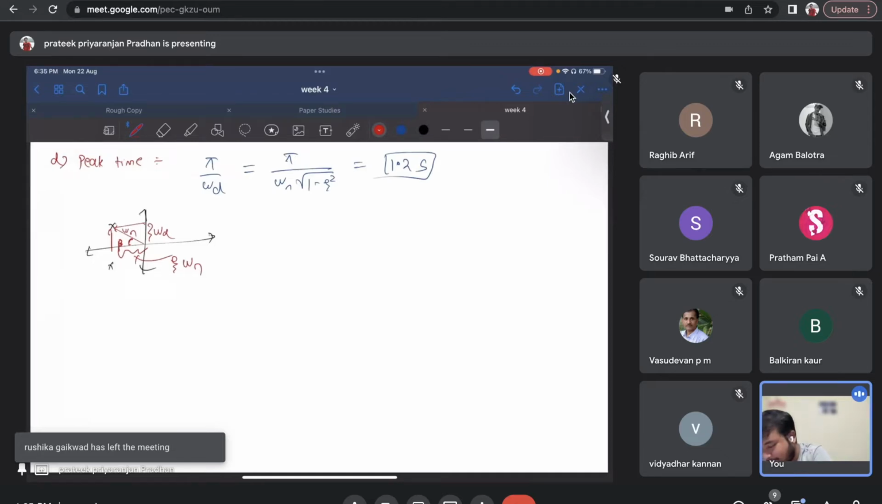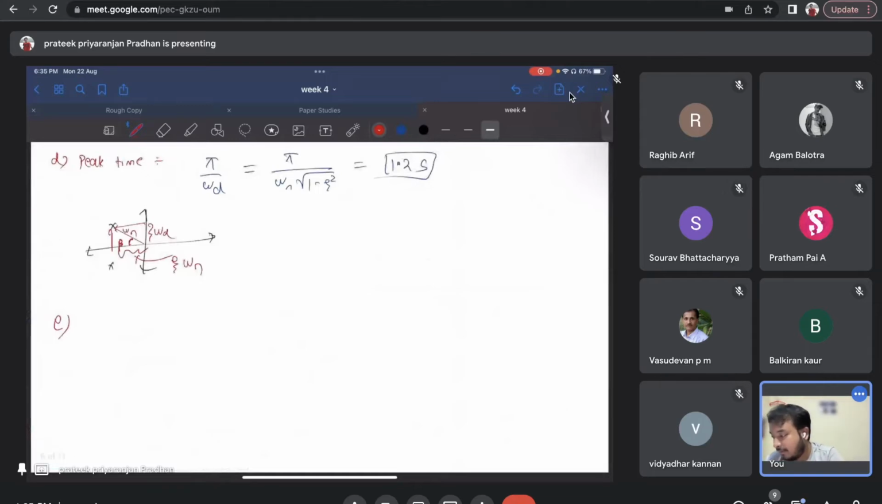Then coming to the maximum overshoot. What's the maximum overshoot? The formula is e to the power minus zeta pi root over 1 minus zeta square. You can verify it, because I have done the calculations. It's coming 0.163, and most of the time the questions are asked in percentage. So it's 16.3%.